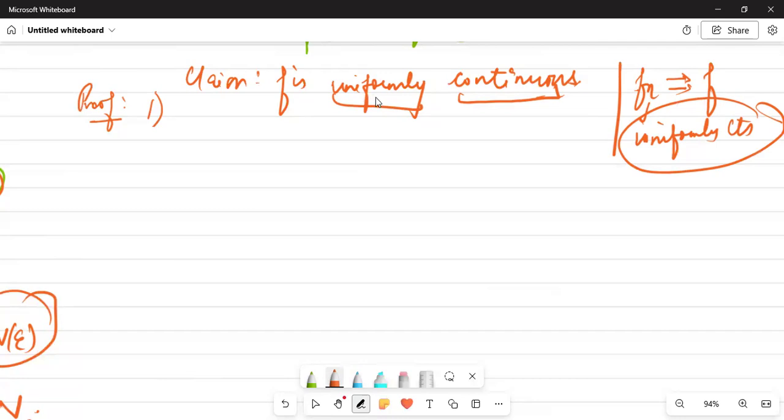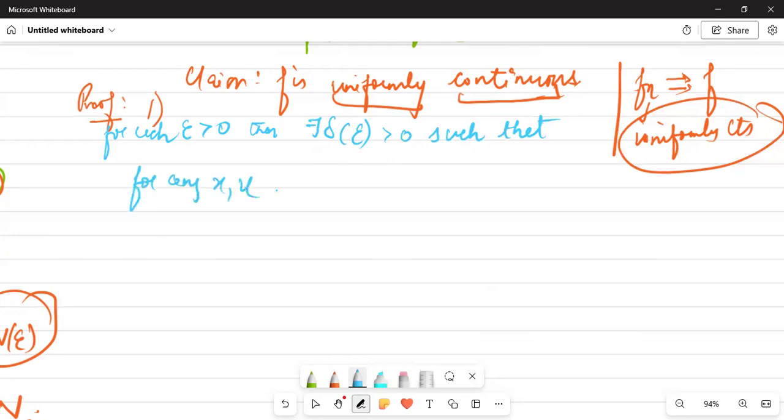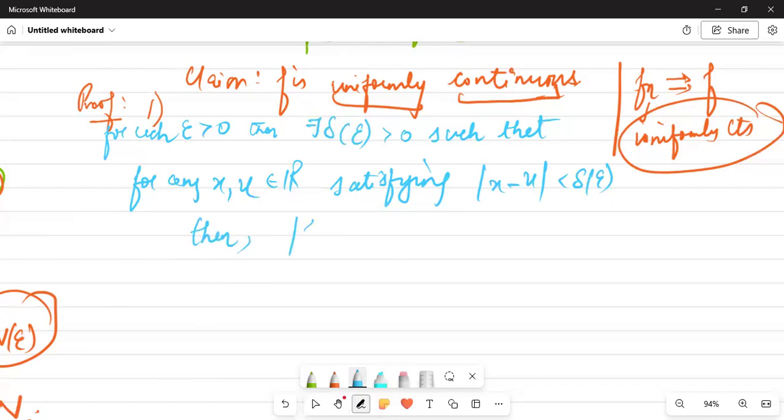But what do we need to prove in order to show that f is uniformly continuous? We have to show that if epsilon is greater than 0, then there exists a delta greater than 0 such that for any x and u in R, since the domain is R and f is real valued, so the codomain is also R. So for any x and u in R satisfying |x minus u| less than delta, then |f(x) minus f(u)| is less than epsilon.